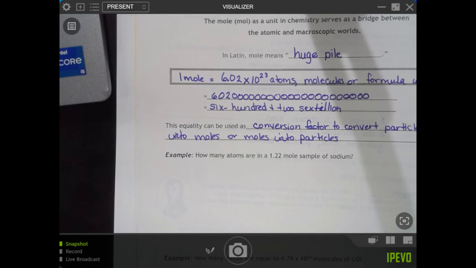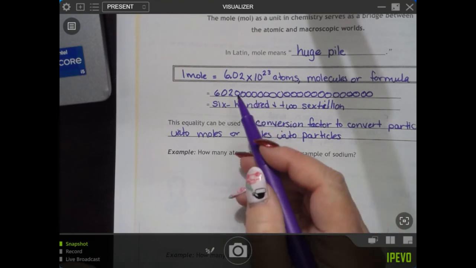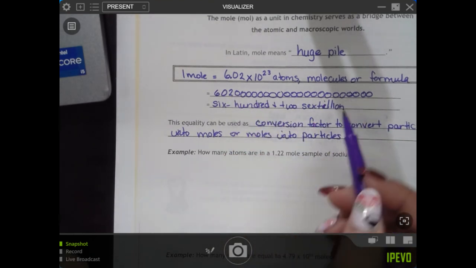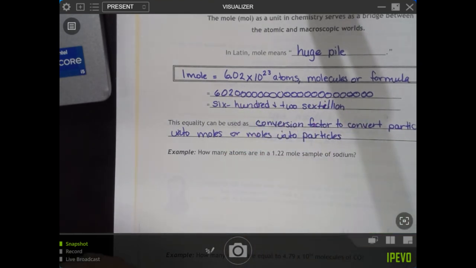Basically the thing that we want to remember is that a mole is kind of like a dozen. If I tell you I have a dozen bananas, you know I have 12 bananas. If I have a dozen apples, I have 12 apples. You also know a pair. If I have a pair of shoes, I have two shoes. The mole is a number like that. When I say a mole, I'm always talking about this huge number, 6.02 times 10 to the 23rd.